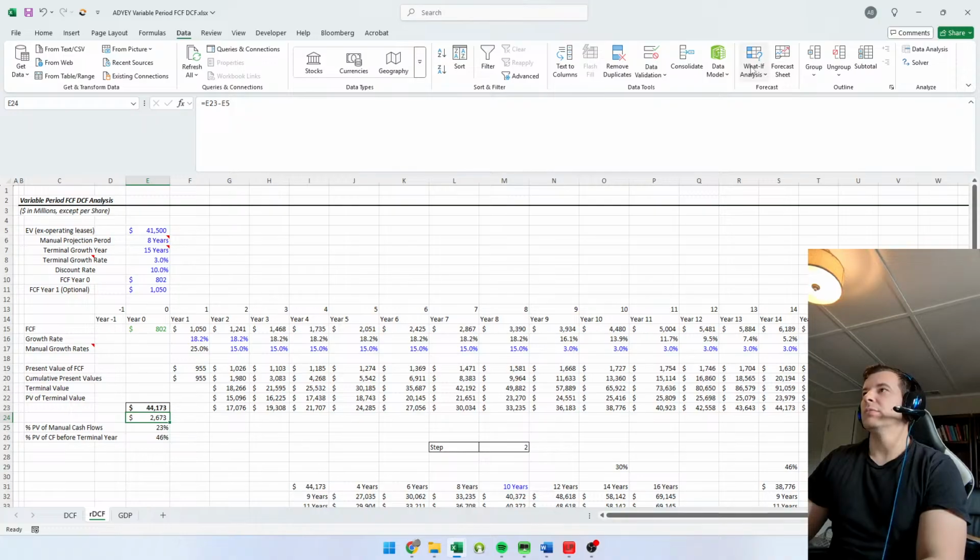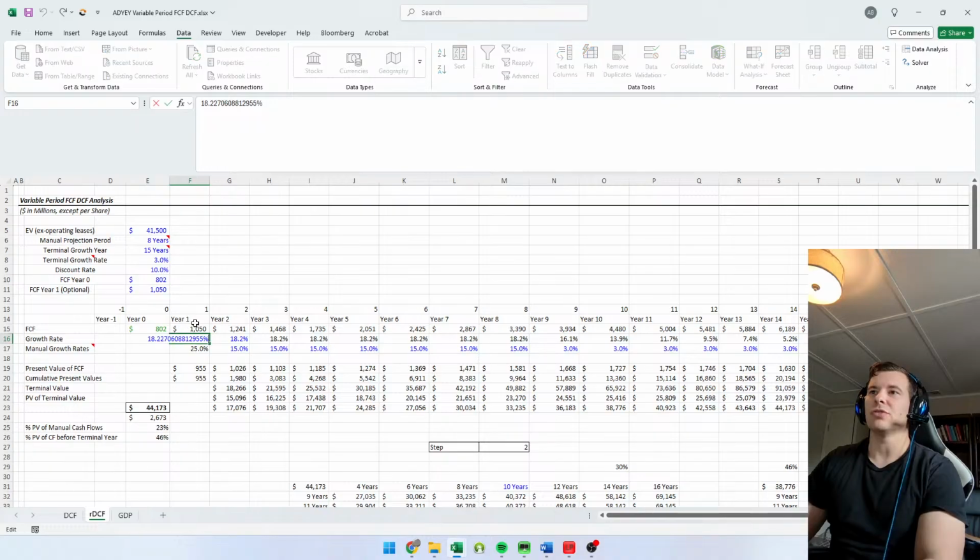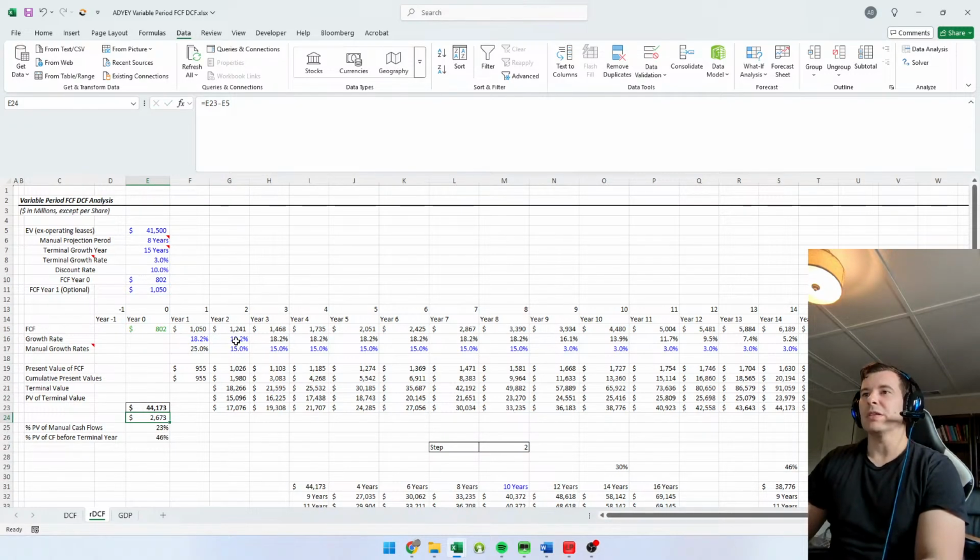Now we could use our manual free cash flow here, and then we need to be changing this growth rate, which is going to control all the future growth rates. And now we've made this one blue. And this one's not really driving anything, because if this free cash flow is filled in, then it uses this. Otherwise, it's driven by the growth rate here. But we can see that we're now growing by more than this 18.2%.